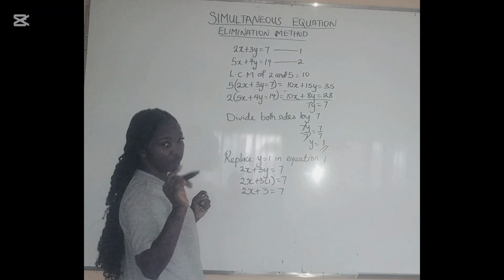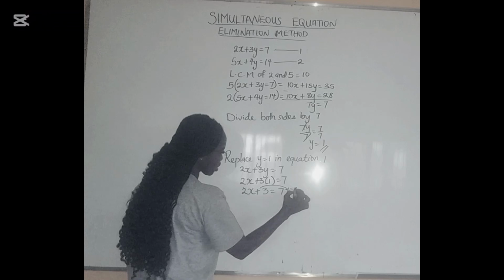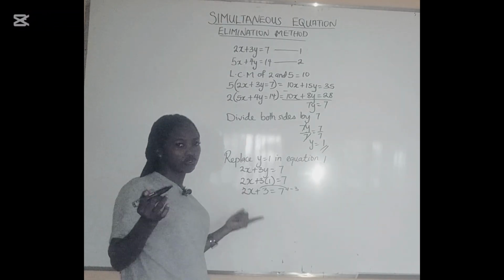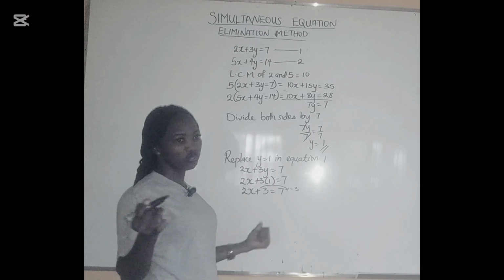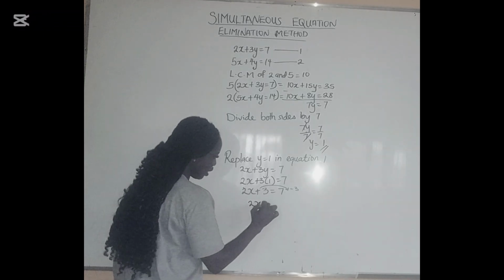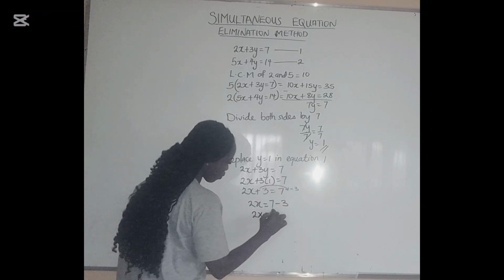To solve this, remember what I said, simple equation. Just take this over to this side, and it becomes minus 3. We have another method, the balancing method of solving this. That's why I said you can use my other video to understand more. 2x is equal to 7 minus 3. 2x is equal to 4.